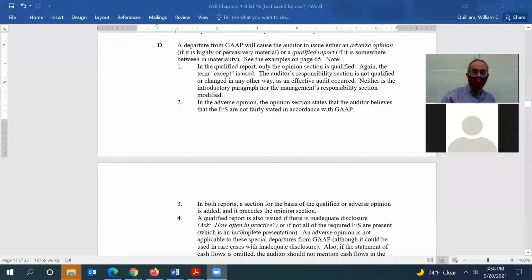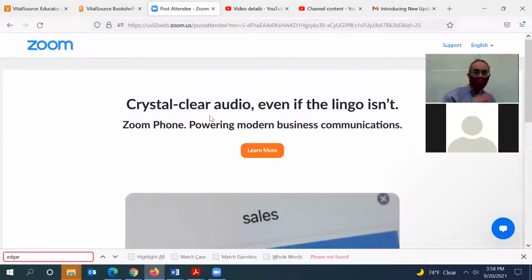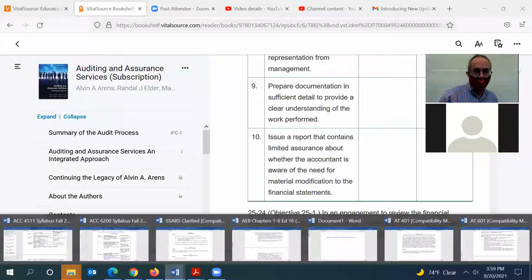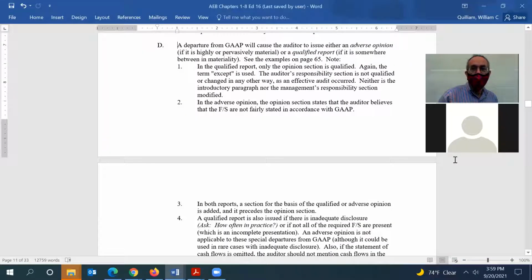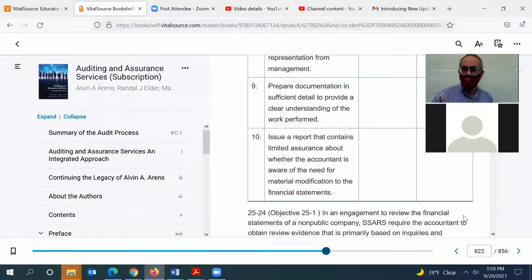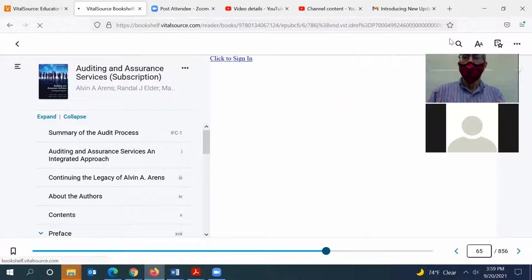so if we are thinking about a departure from GAAP, and I'm going to go ahead and share my screen here so that I can go to the book. Correct page number here. Okay.